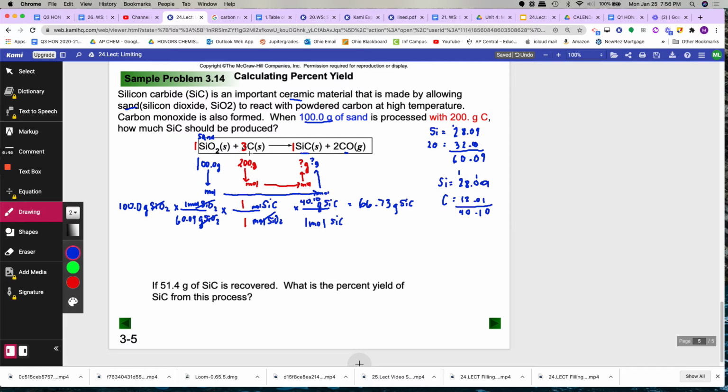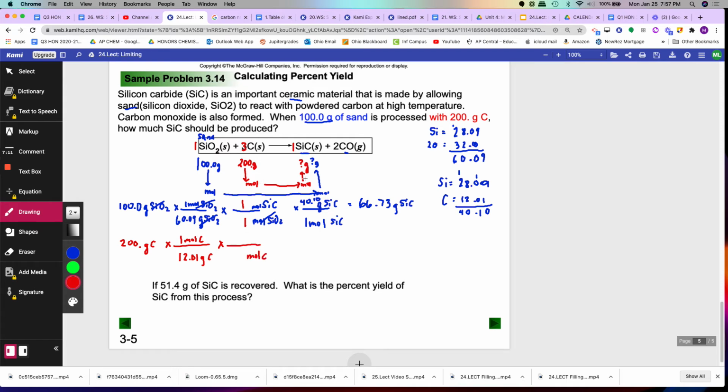But that's if I have enough carbon, you see. So let's see if I have enough carbon. It says here that I have 200 grams of carbon. So let's do some stoichiometry with that. 12.01 grams of carbon is 1 mole of carbon times, bring mole of carbon down.